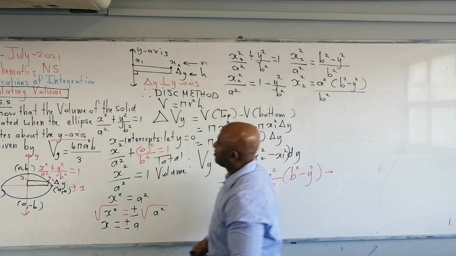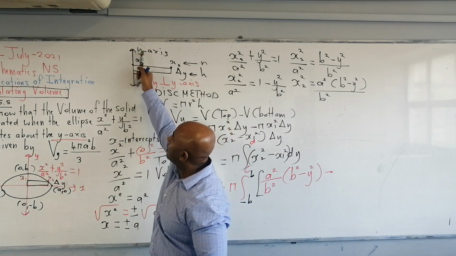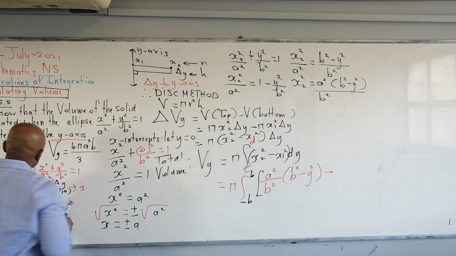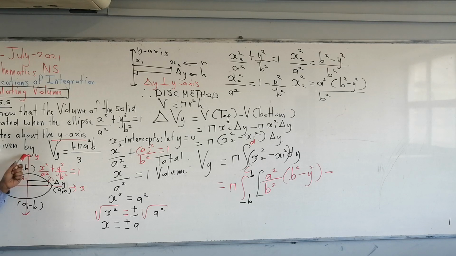Now, what is x1? x1 is touching the y-axis. There's x1. x1 is touching the y-axis, and on the y-axis, x is always 0. So that is out.